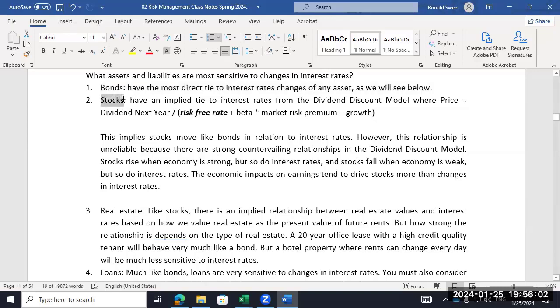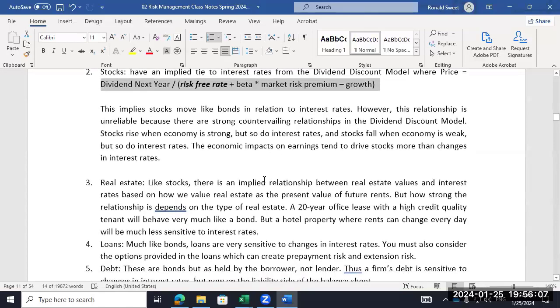Are stocks sensitive to interest rates? So here's that dividend discount pricing model that you used: dividend divided by the risk-free rate plus beta times the market risk premium. What is this thing right here? The capital asset pricing model minus growth. Y'all remember that? The Gordon growth model? There's interest rates right there. So it looks like stocks should be just like bonds. Not only that, but with stocks you're going out to infinity, so they have extremely high sensitivity to interest rates. That's what you think.